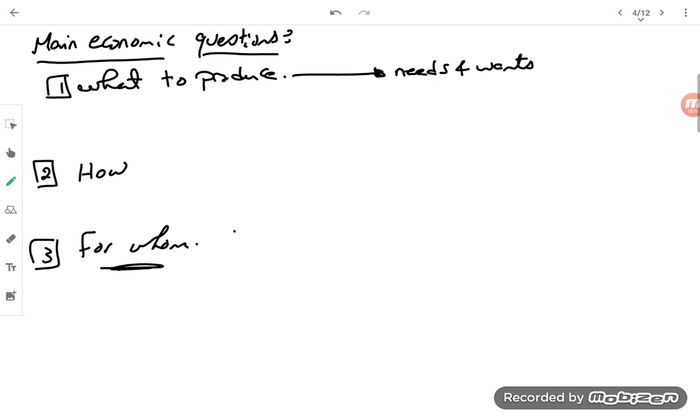So this is the answer of the 3 basic questions or 3 main questions of economics. What to produce is based on needs. How? This is related to factors of production. And for whom? This is related to income received by each one of the 4 factors of production.